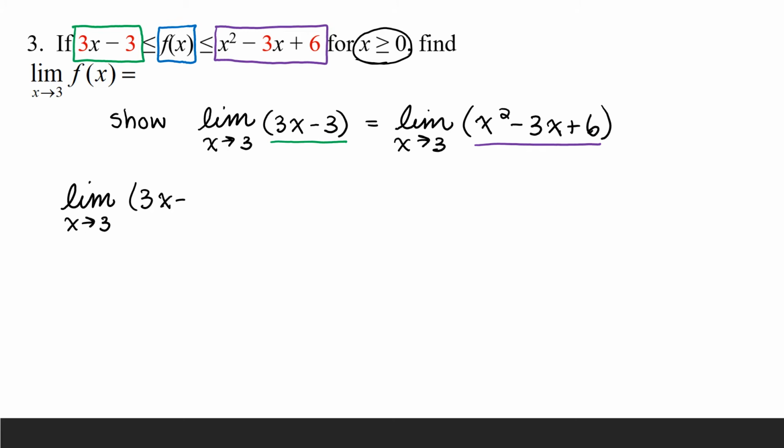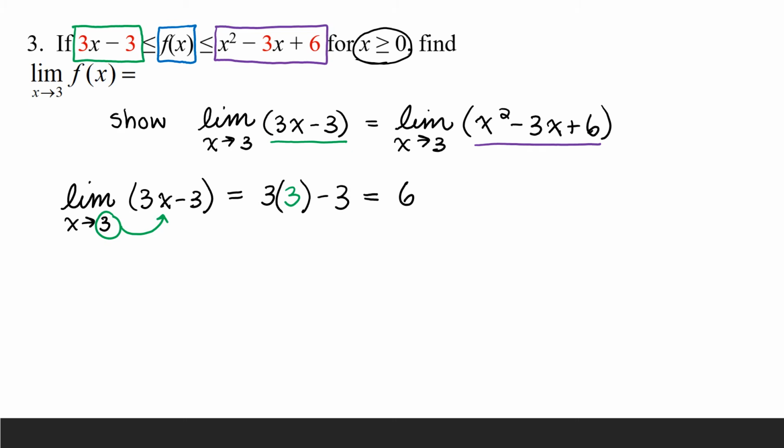of 3x minus 3. Since 3 is in the domain of 3x minus 3, which is a polynomial, we can apply direct substitution. So we'll substitute that 3 in for x. So this limit is equal to 3 times 3 minus 3. 3 times 3 is 9, and 9 minus 3 gives us 6. So we have our first limit.